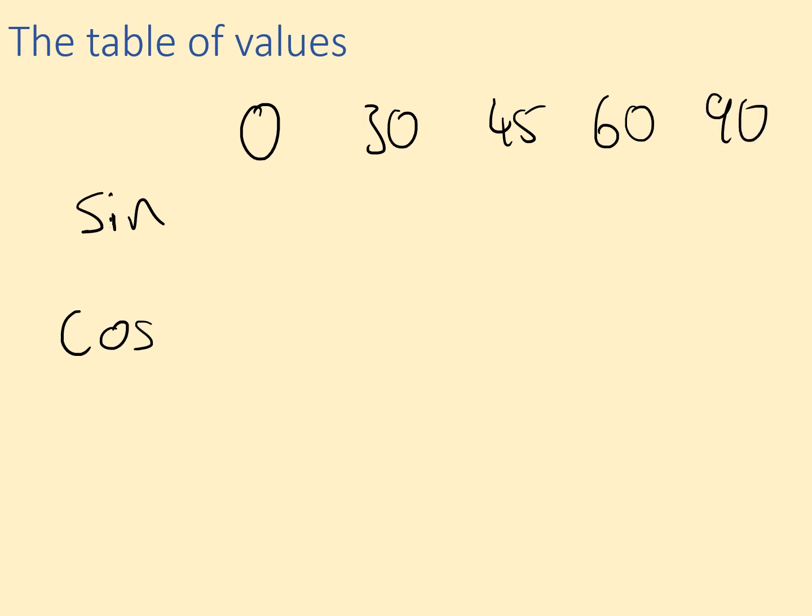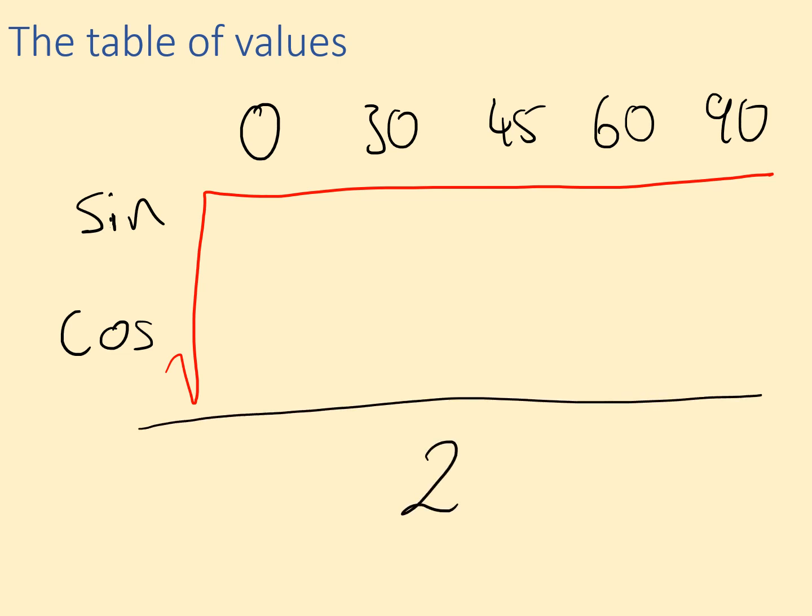The next feature of the table I'm going to draw is a big square root. And then I'm going to have a division at the bottom by a big 2. On the top line, so my sine line, I'm going to have 0, 1, 2, 3, 4. And on my cosine line, I'm going to have 4, 3, 2, 1, 0. Okay, that's the table. That's the one thing you need to memorise, and from that we'll be able to work out any exact trig value we want.